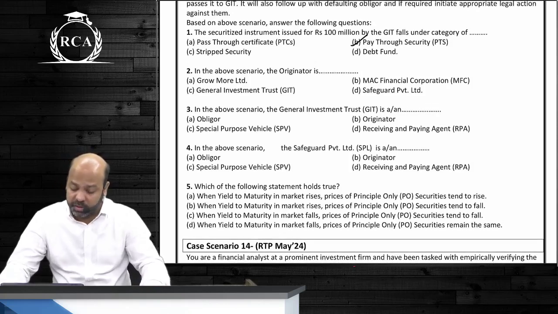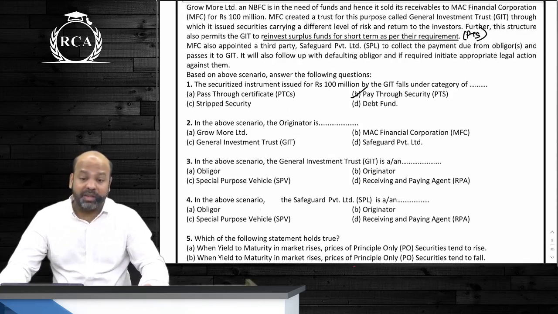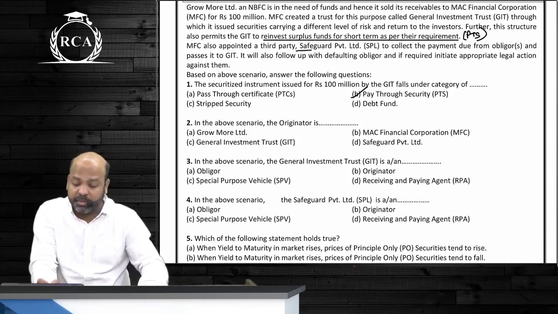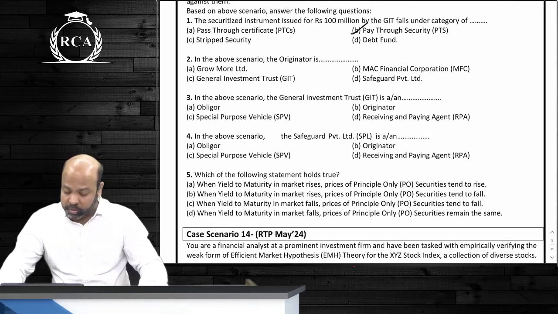In the above scenario, Safeguard Private Limited is the receiving and paying agent, the facilitator. Usually it is the bank itself that will be the receiving and paying agent, but here the question is very clear that we have appointed a third party to collect the amount, so that is why they will become the receiving and paying agent.